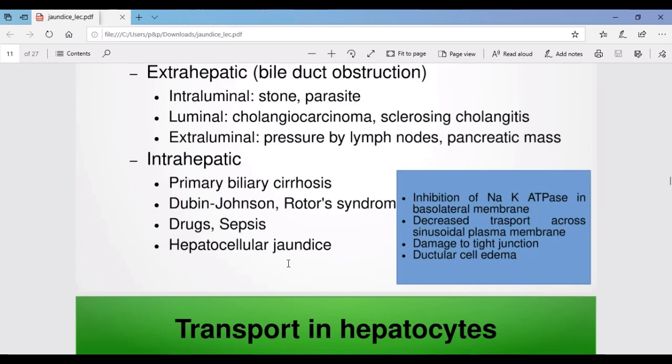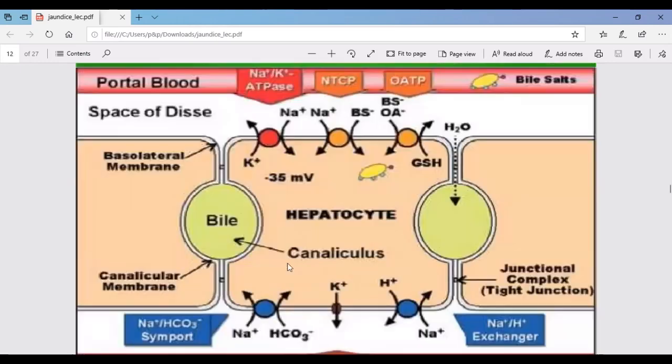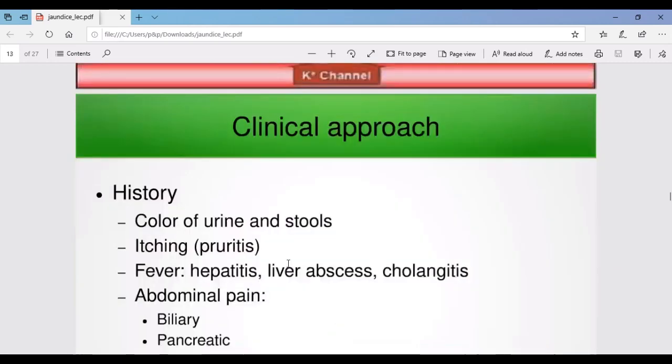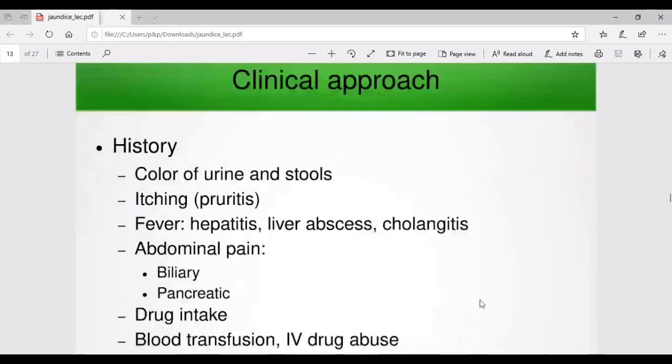How do we approach the patient? Whenever you are asked about a clinical approach in any exam, you should always start by history taking. And history taking in the patient with jaundice, you start by the color of urine and color of stool.